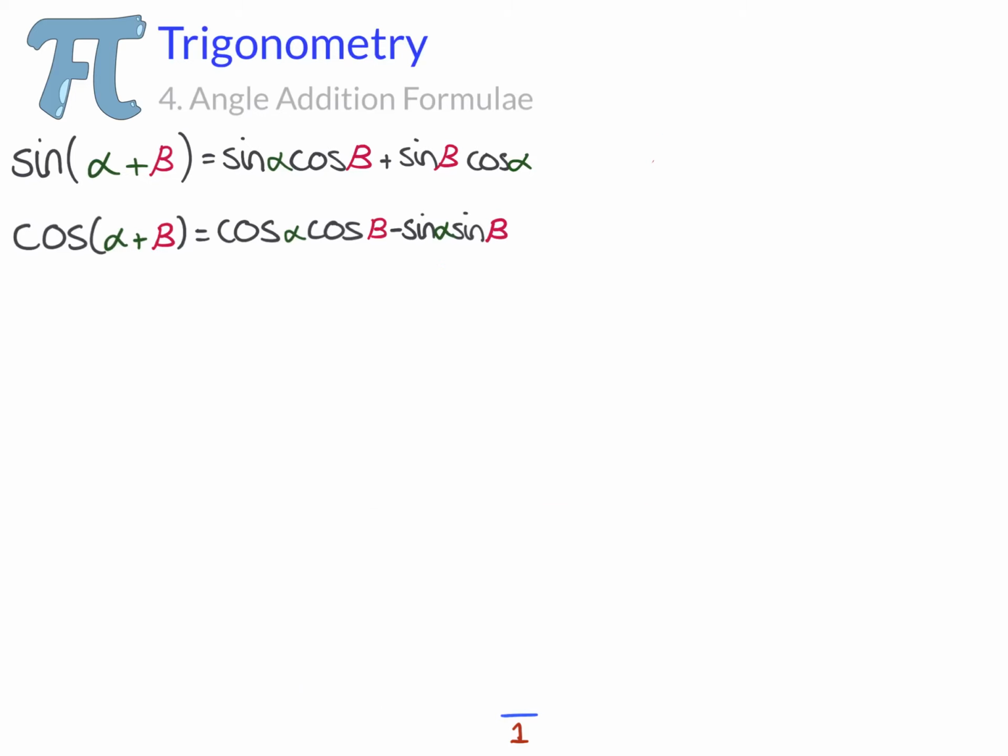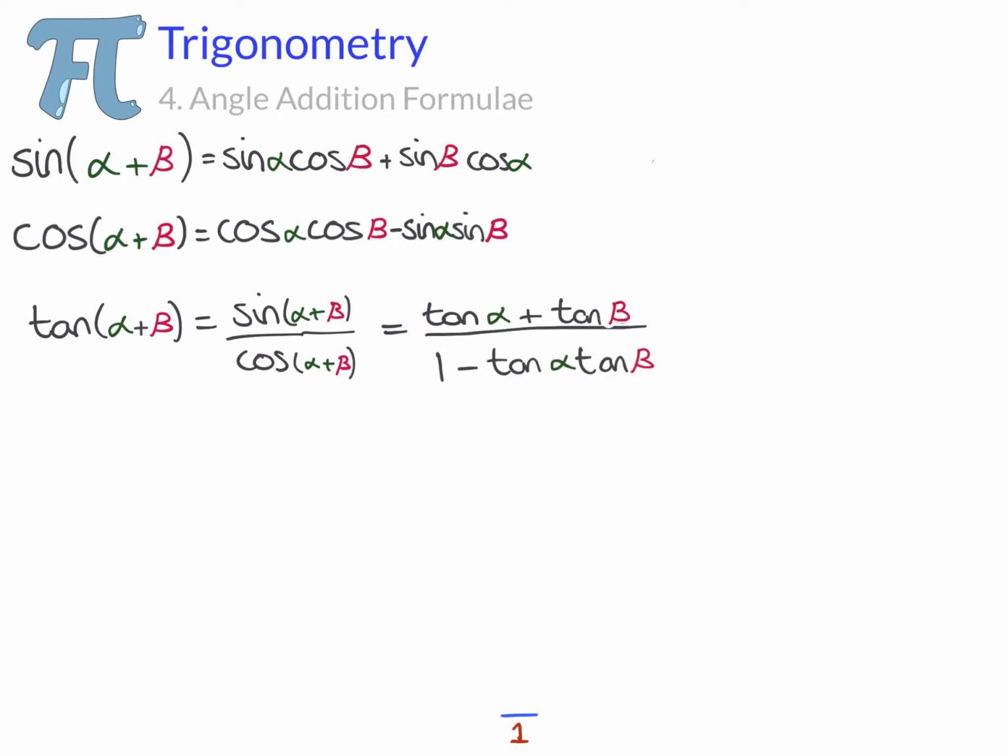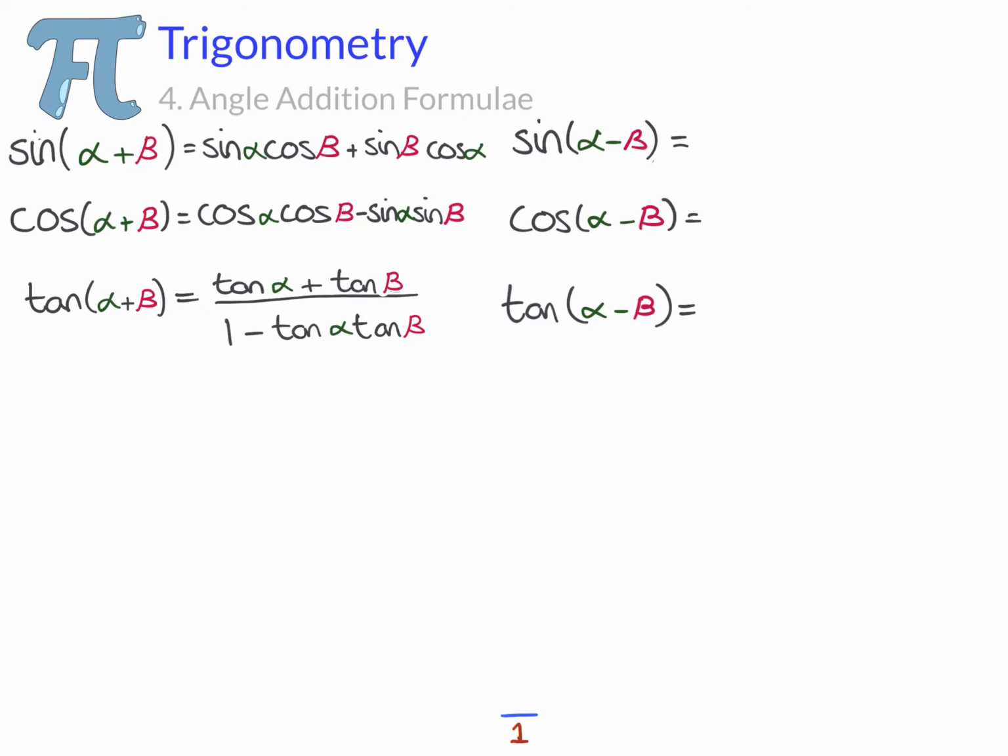The first thing that you can derive from these is the expression for tan of alpha plus beta by doing the sine divided by cos. After some manipulation, we can write it in this form. The next thing we can derive are the formulas for the sine and cos of alpha minus beta.